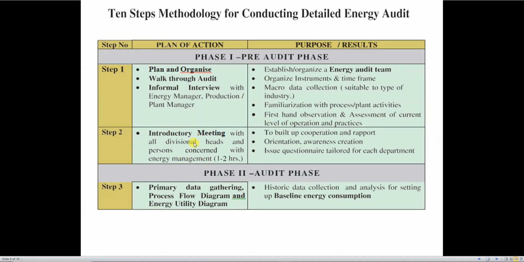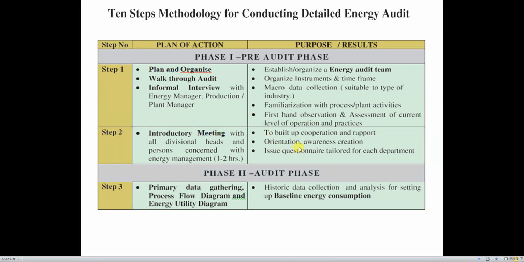So now after this introductory meeting, what are the outcomes? We are going to build up cooperation and rapport with the different divisional heads, because in an energy audit, the most important thing other than data is the cooperation of the particular employee, divisional head or manager. Without their cooperation, the audit will be quite difficult and disruptive.